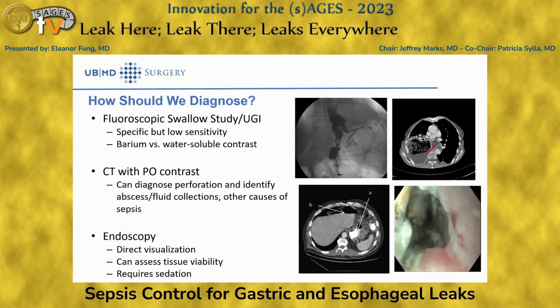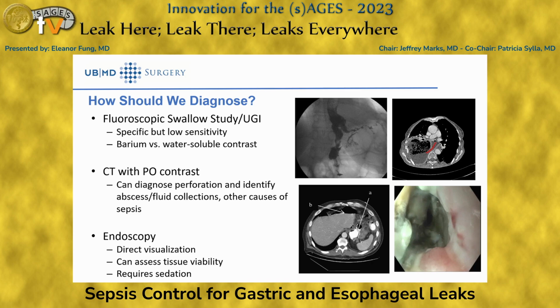These are just examples of different leaks that can occur. On the upper GI, the first image is a leak following a gastric bypass. And these are two CT scans showing different ways that it shows leakage in terms of contrast extravasation, as well as a big air fluid level in the chest after an esophagectomy.